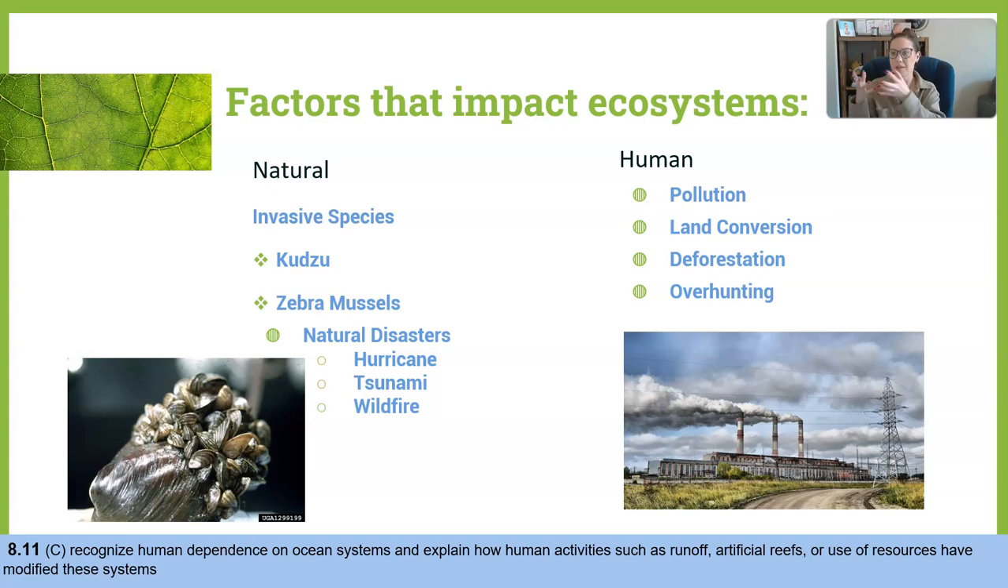But then we've got human input factors as well. We've talked about pollution, we've talked about urbanization and deforestation, hunting and overhunting, but then converting land to something else that we could use it for. All of these things are factors that influence or impact what happens in an ecosystem.